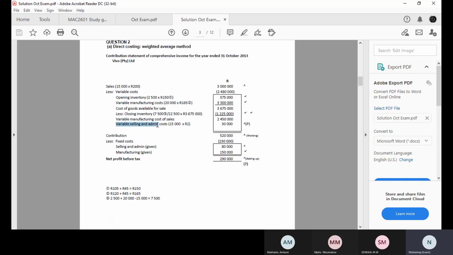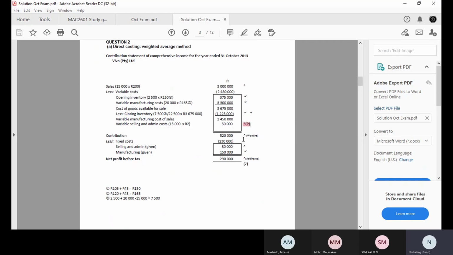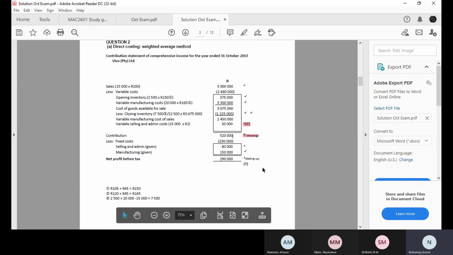Then your variable admin. That one we have, it is 2 rand. You multiply by the 15, which is what's been sold. This is a principal mark, by the way. So you get your mark there. You even get marks for wording. You get a mark for that. So contribution, there you recognize that you need to get a contribution of 520. Your fixed costs are given, your sales and admin, and your manufacturing is also given, and you get a mark for adding up.